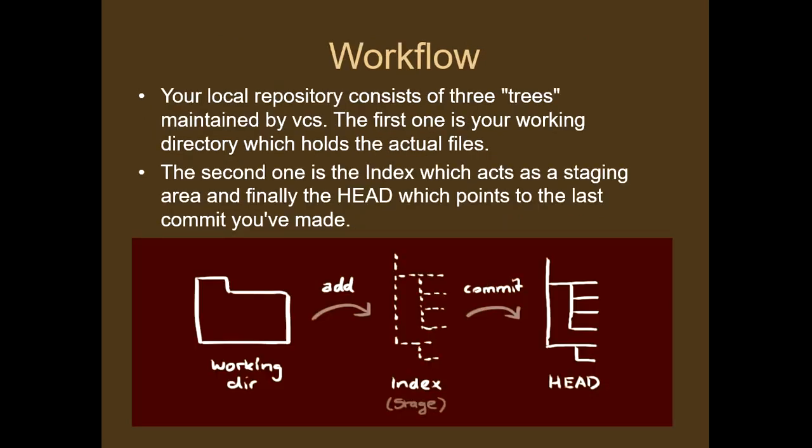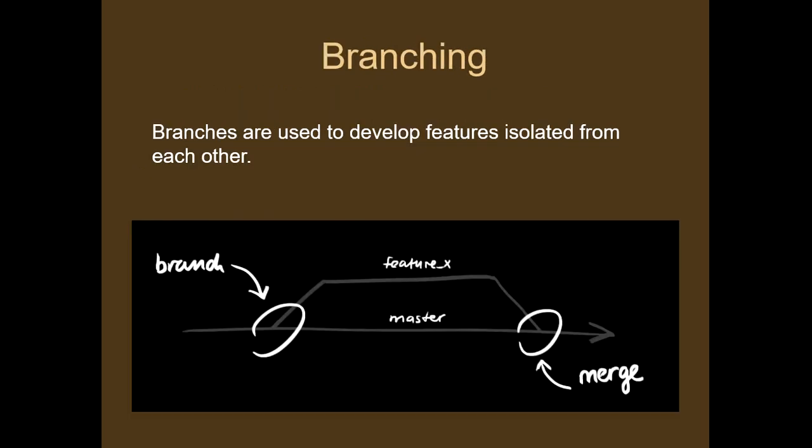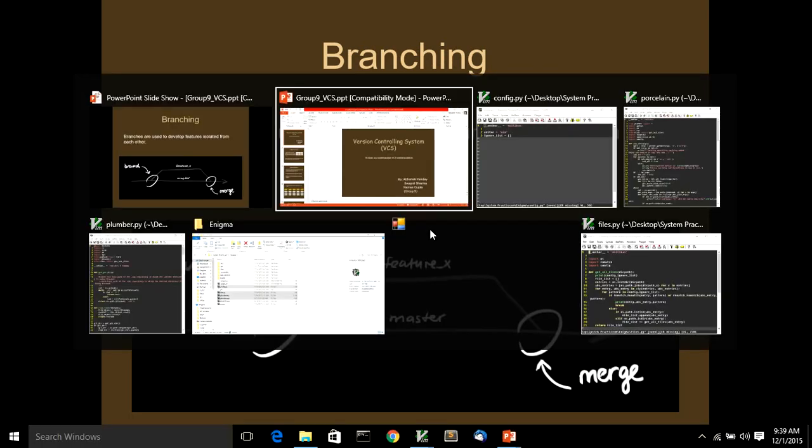What is the workflow of a VCS? Your local repository contains several trees maintained by the VCS. The first one is your working directory, which holds the actual files. The second is the index, which acts as a staging area, and finally the head, which points to the last commit you have made. Branching. Branches are used to develop features separated from each other.